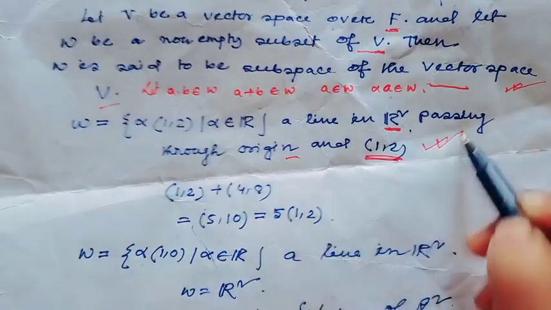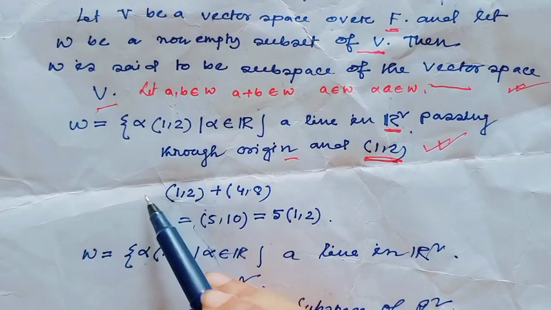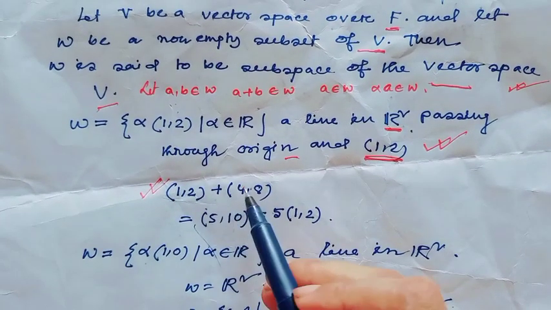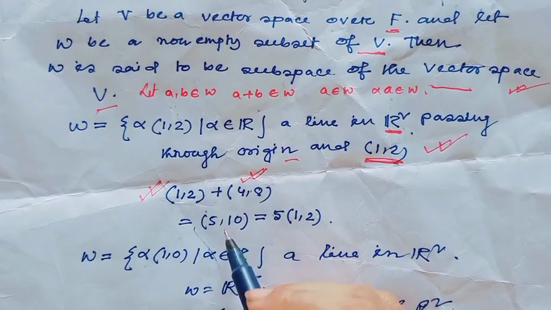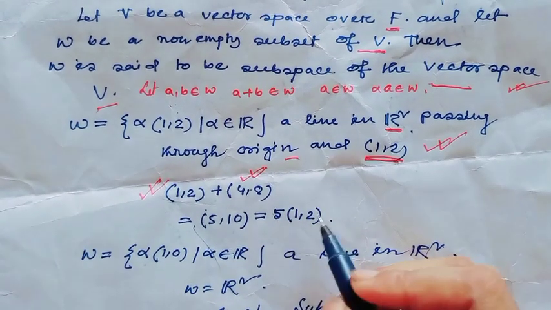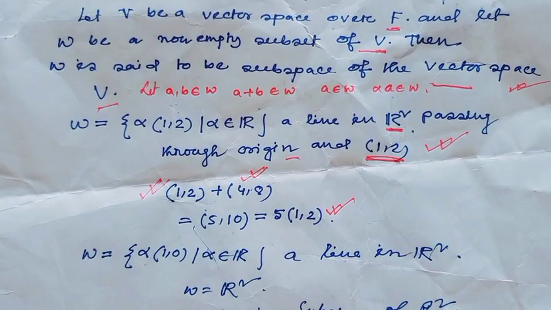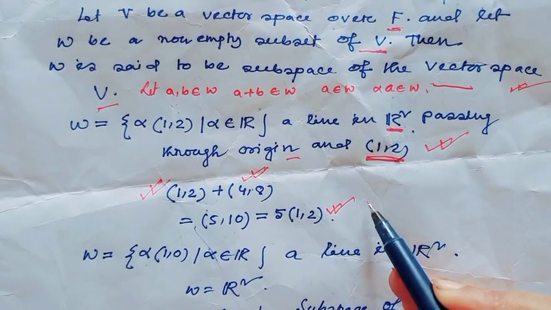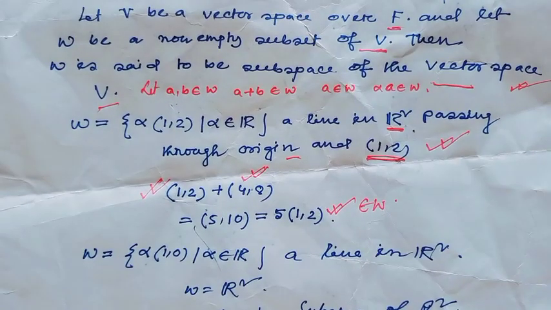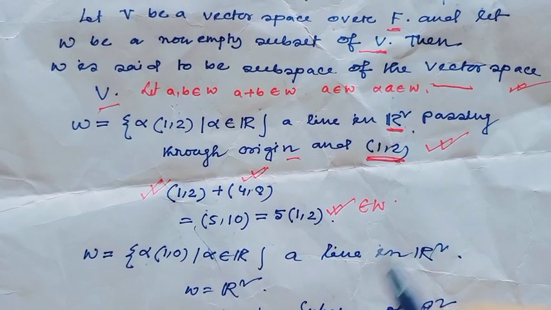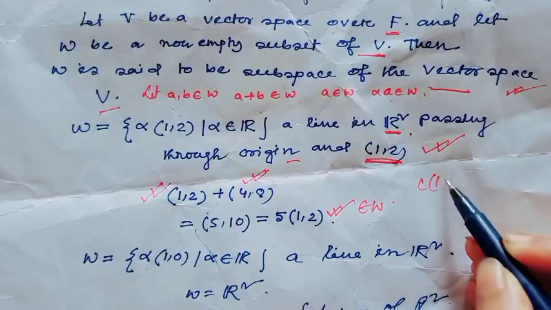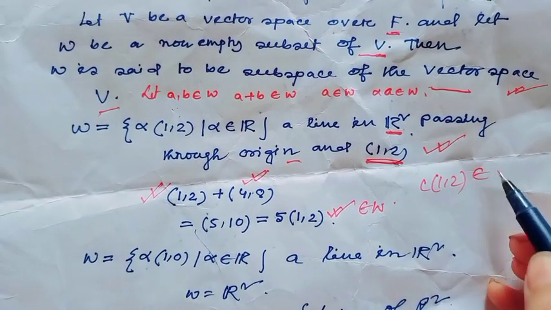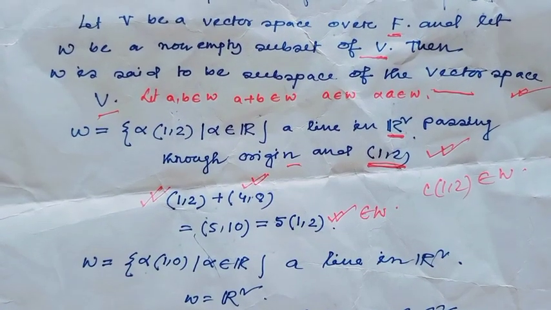This is also a subspace because if we consider two vectors (1, 2) and (4, 8), their sum is (5, 10), and (5, 10) means 5 times (1, 2). Obviously this is a member of W. Also, c times any vector (1, 2) would also belong to this W. So this is a subspace.